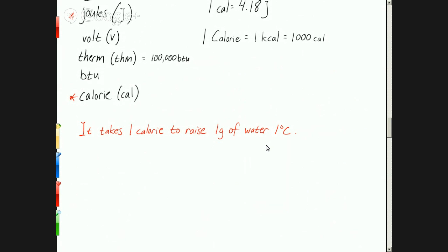That's how that calorie is defined. And then that's the upper calorie? Or just lowercase calorie. Lowercase calorie, 1 for 1.